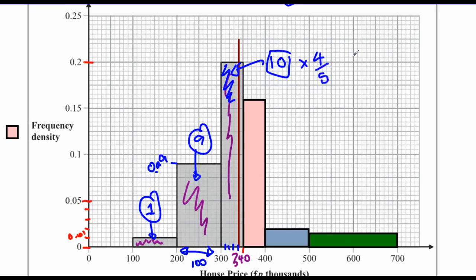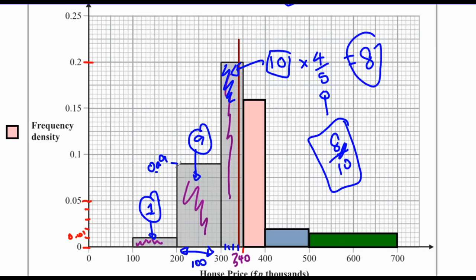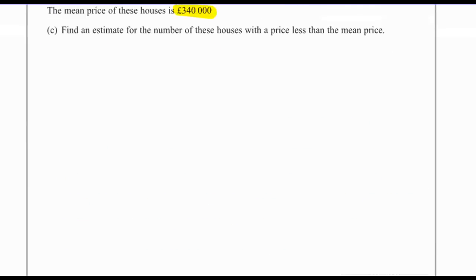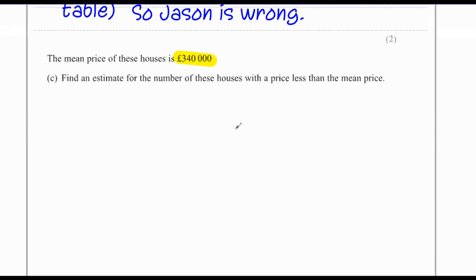So times by 4 over 5, which is going to give you 8. You could see that as a fraction, 8 out of 10 times by 10, you just get the top, 8. So we've got 8 plus 1 plus 9, which is going to give you 18. So that would be your answer. Okay, 18.